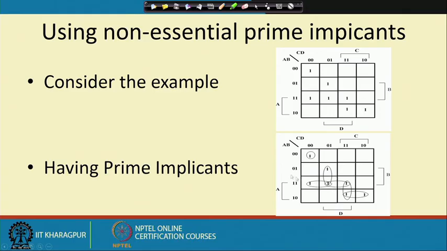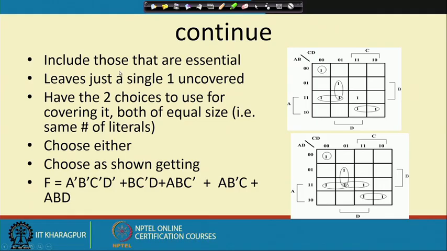From here I have to choose the essential set. Now, how do we choose the essential set? We take the ones that are essential. So, these are essential, so I take this. This one was not essential because it is already covered by that. But the problem is that after taking the essential ones, this one and this one are left uncovered. In that case we have a choice. We can take either this one or that one. So we have two choices for covering it, both of equal size, and we can check either of them and ultimately come to this representation.